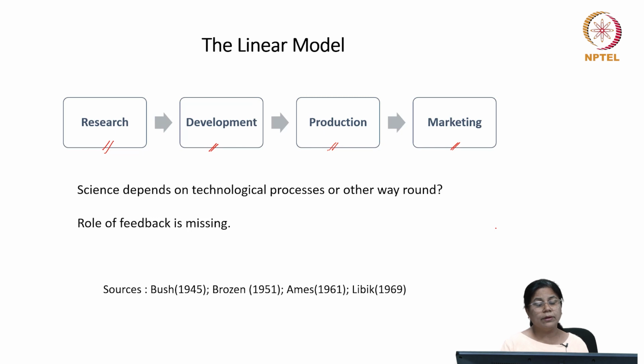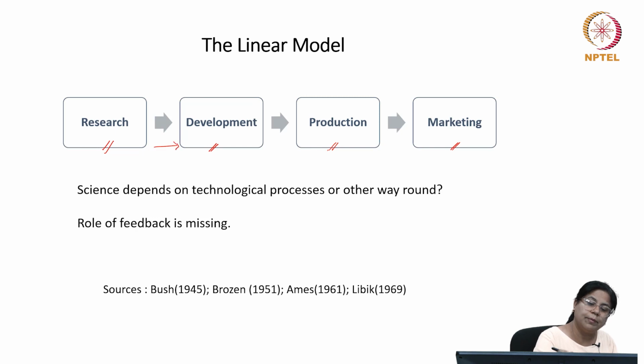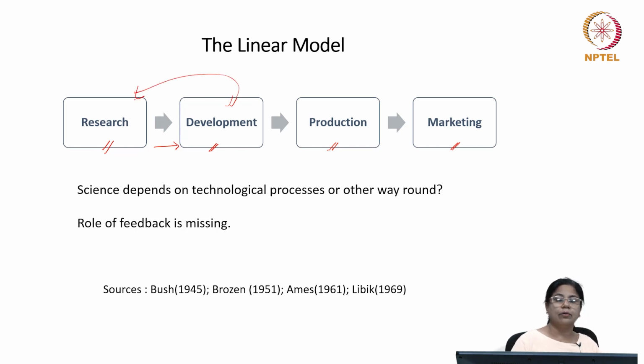This model was essentially popularized by the work of Vannevar Bush and followed by Bruns, Ames and Liebig. If you look at this model critically, the question that will arise in your mind is whether science depends on technological processes or the other way round. Now here, the unidirectional aspect effectively means that any kind of technological development can happen only when a certain amount of scientific research or discovery has indeed happened. Is there no going back on that? That is an important question.